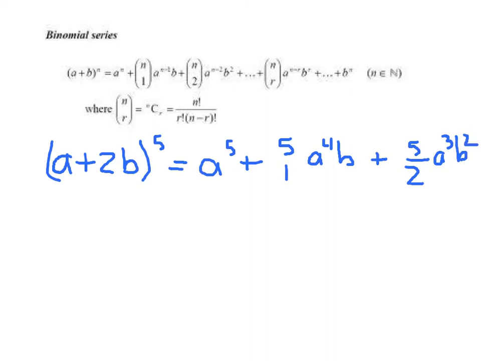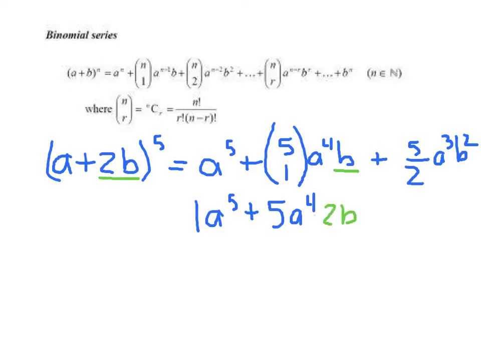I'm not going to write out the whole thing, but notice right here that 5 choose 1 is the number that's in the binomial expansion. So this is going to be 1a to the 5th, and it's going to be 5a to the 4th, but in this problem, the b term is actually 2b, and so it'd be 5a to the 4th times 2b, and so it's actually going to be 10 for that coefficient, but we'll get to that in a second.